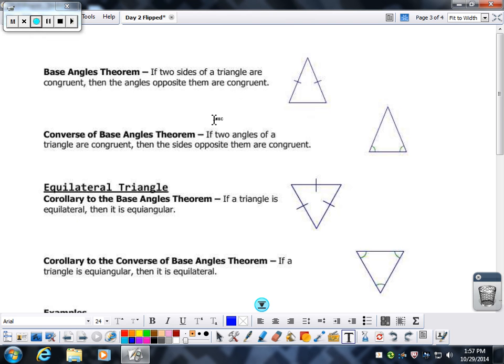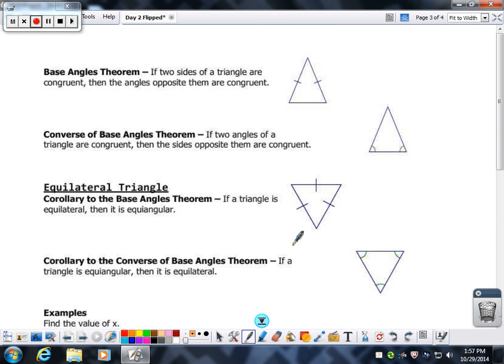In this picture, we're talking about the base angles theorem. If two sides of a triangle are congruent, then the angles opposite them are congruent. So in this picture, we notice that these two sides are congruent. If we know those two sides are congruent, we know that their base angles down here are also going to be congruent. And the same is true if the two base angles are congruent, then we know that the legs are going to be congruent.